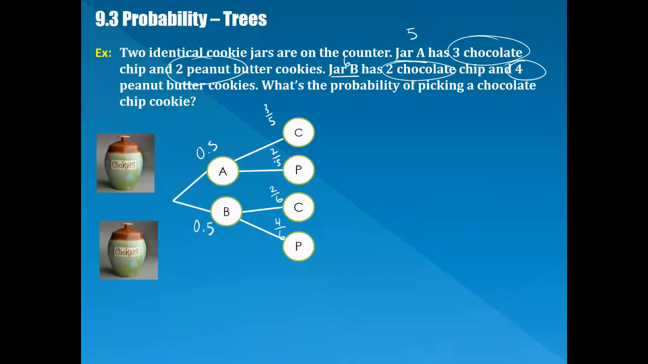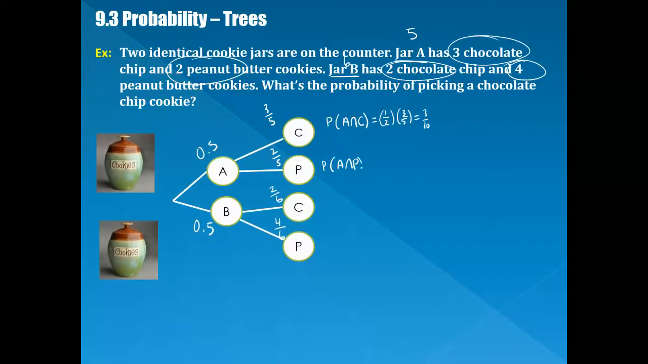So let's see, I want to know the probability of picking jar A and a chocolate chip cookie. We know how to do that, the multiplication principle, right? So 1/2 times 3/5 is 3/10. What about the probability of picking jar A and picking peanut butter?